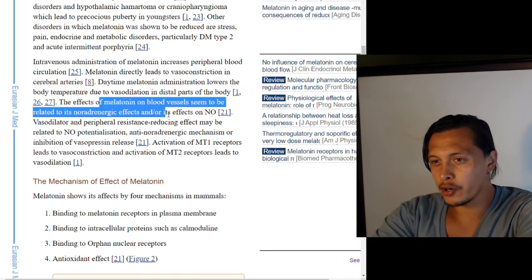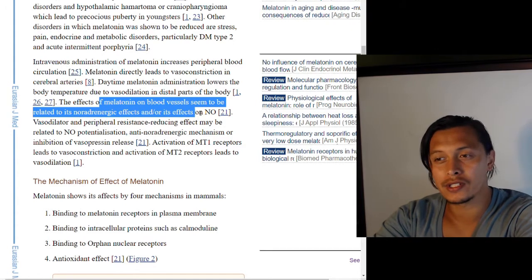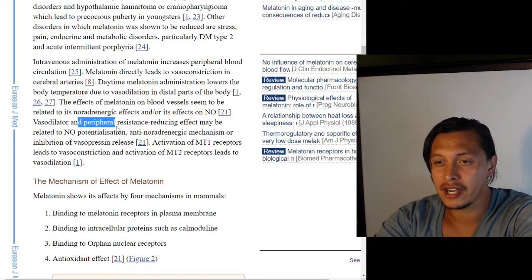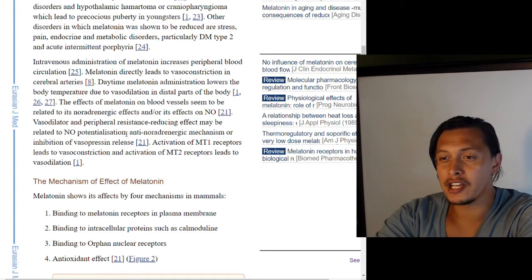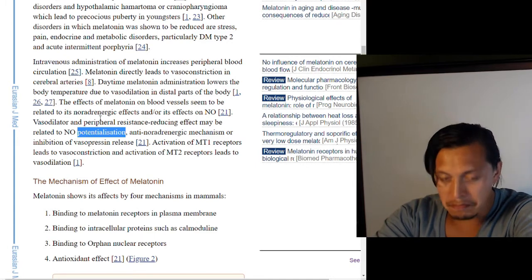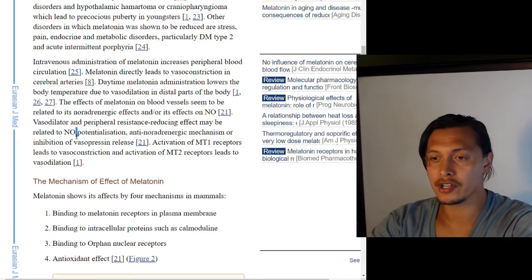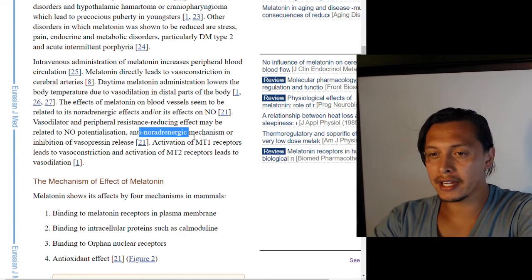The effects of melatonin on blood vessels seem to be related to its noradrenergic effects and/or its effects on nitric oxide, which is a vasodilator, and the peripheral resistance-reducing effect may be related to nitric oxide potentiation, which would be a way of basically making the cells more sensitive to nitric oxide. And then there's an anti-noradrenergic mechanism for inhibition of vasopressin release.